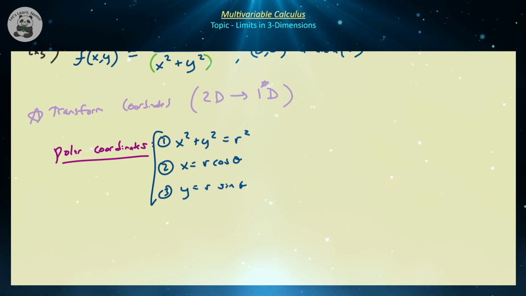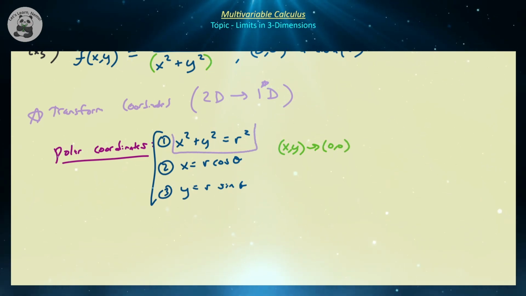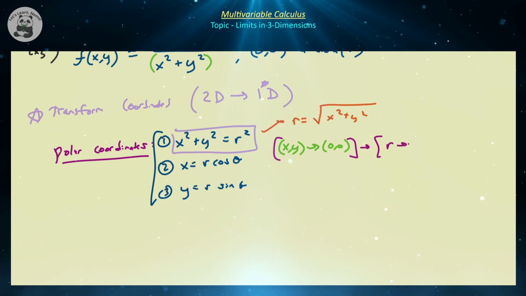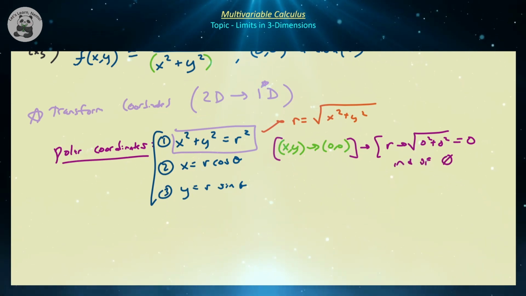Now, one very important thing you should note, that as x, y approaches 0, 0, if we solve this particular equation for r, what you're actually going to have is r is equal to the square root of x squared plus y squared. So as x, y goes to 0, 0, then we can see that r is going to go to the square root of 0 squared plus 0 squared, which is equal to 0, right? Independent of theta. And that's very, very important.